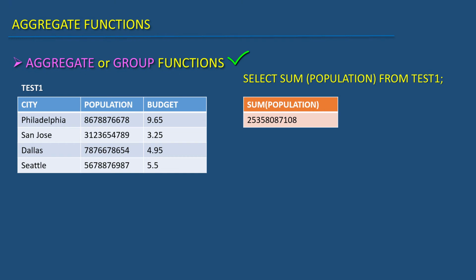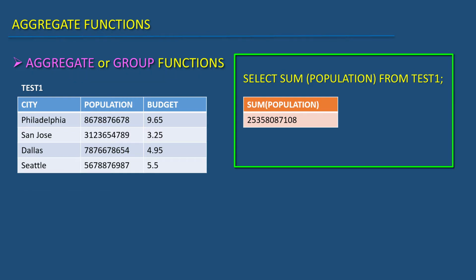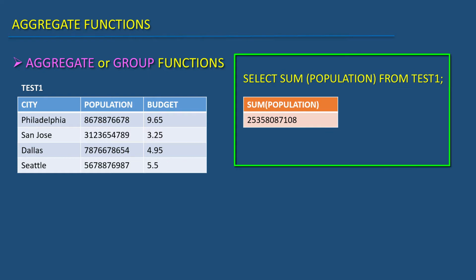Aggregate functions or group functions operate on multiple rows per execution and bring a single row result. During the introduction of functions section, we saw this a little bit, and now let us get to the details. For example, if I do select sum population from test 1, it will scan all the rows of the population column and will add values and bring the total value in a single row.